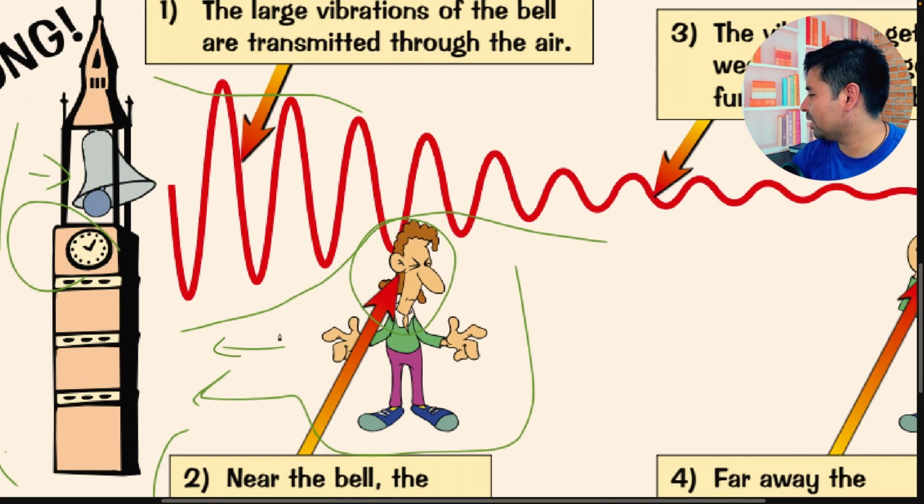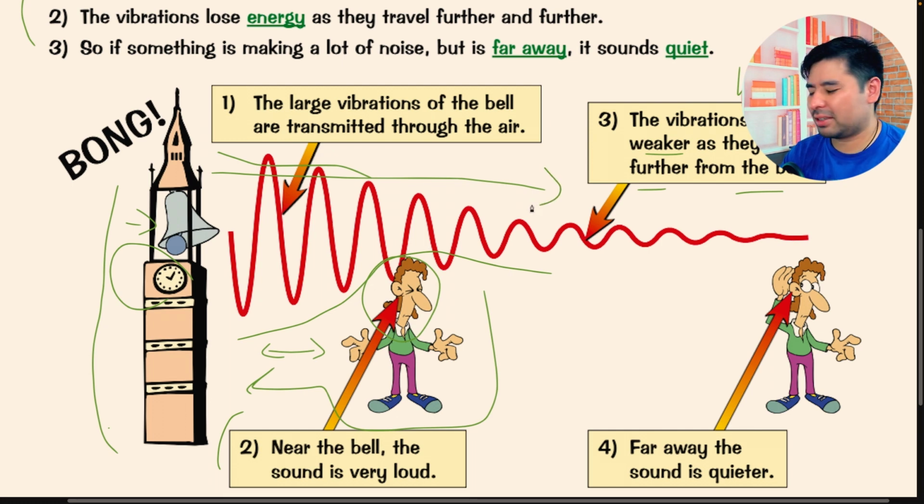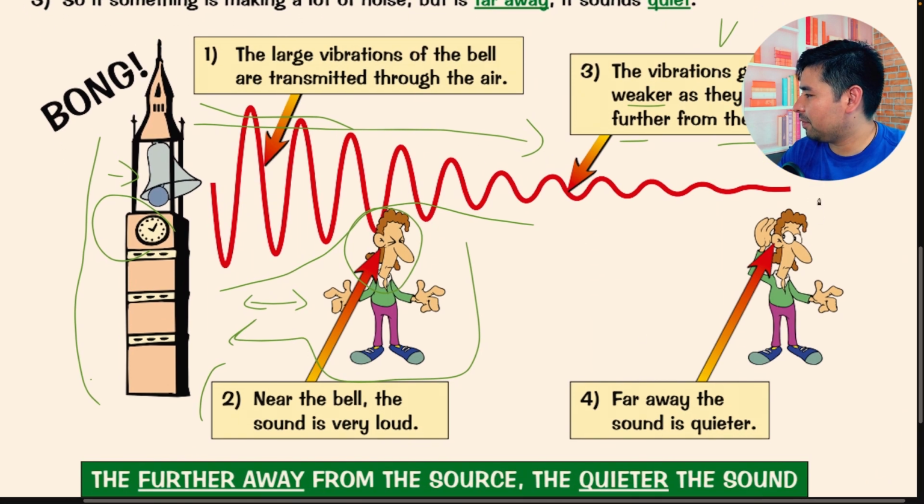He's close, it's a short distance, and probably he's like, oh my god, right? But number 3, the vibrations get weaker as they get further from the bell. So you see, now the distance from the bell is getting further away, getting longer, getting bigger. As we have learned before, the energy starts to go down. And then finally, in the end, if there is a person far away, the sound is quieter.